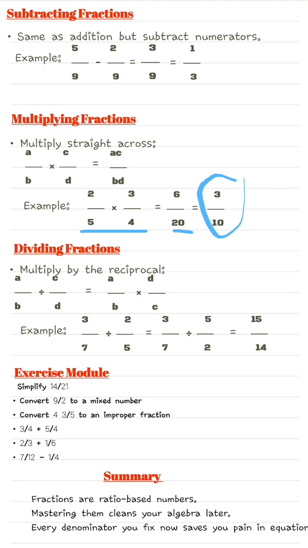This tests improper to mixed conversion. Question 3. Convert 4 and 3/5 to an improper fraction. This tests mixed to improper conversion. Question 4. 3/4 plus 5/4. This tests addition with like denominators.